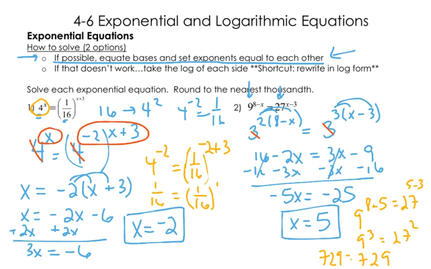Before we go on, I do want to show you that sometimes it doesn't work to set the bases equal. If that's the case, if you can't set them equal, that's where the logarithms come into play. So what we would do is we would take the log of each side. A shortcut to this would be to change the exponential form into logarithmic form. So let's look at another one.